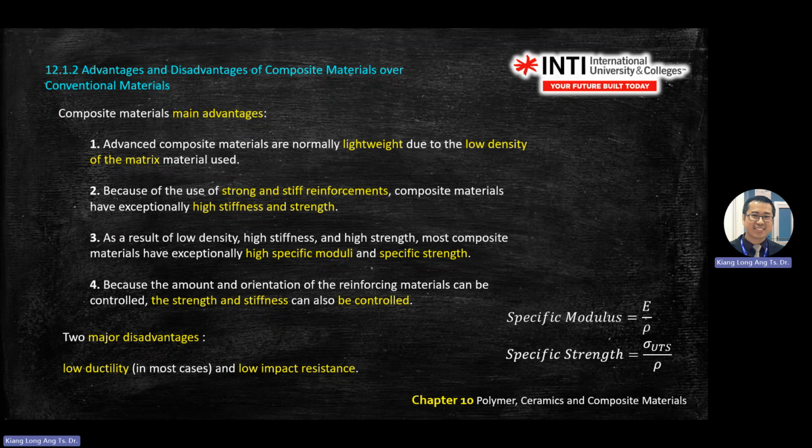This usually appears in Section A, asking what are the advantages and disadvantages of composites. List out two from here, two from here. This one you cannot skip, because I only give you two. So low ductility and low impact resistance.